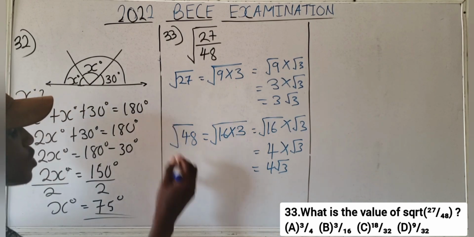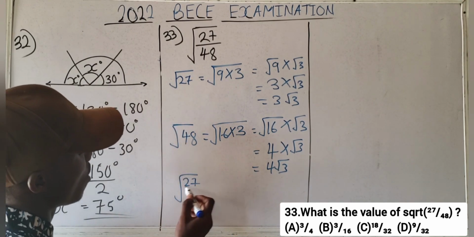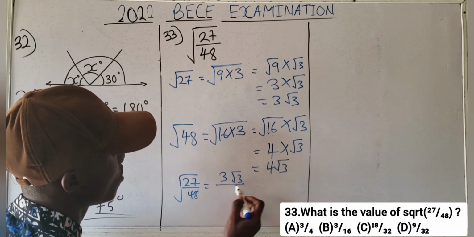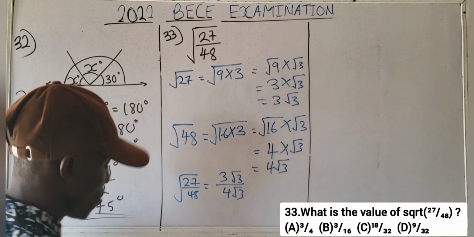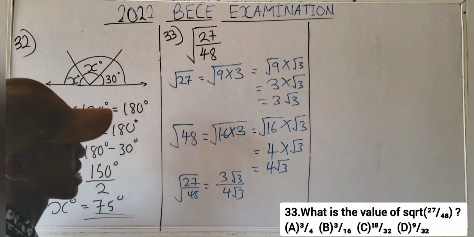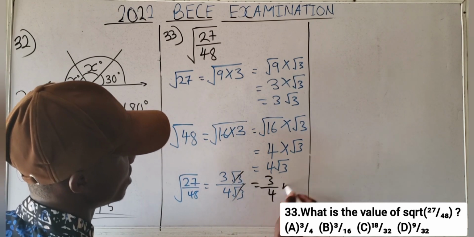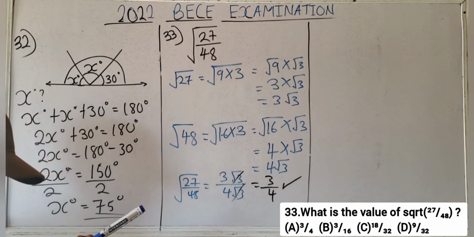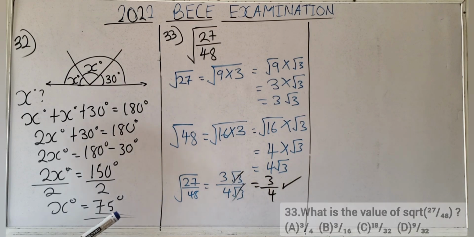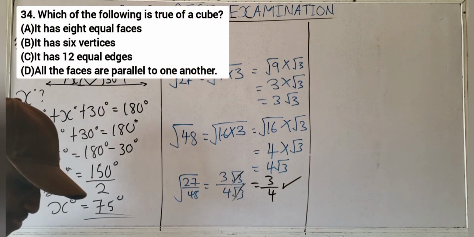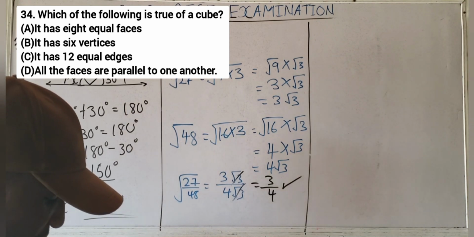So the square root of 27 over 48 is equivalent to 3 root 3 all over 4 root 3. You can see that from this, root 3 can cancel out root 3. So I'm going to have 3 over 4. The right option to that question is option A. You understand? That is 3 over 4. Okay, let's proceed to question number 34.